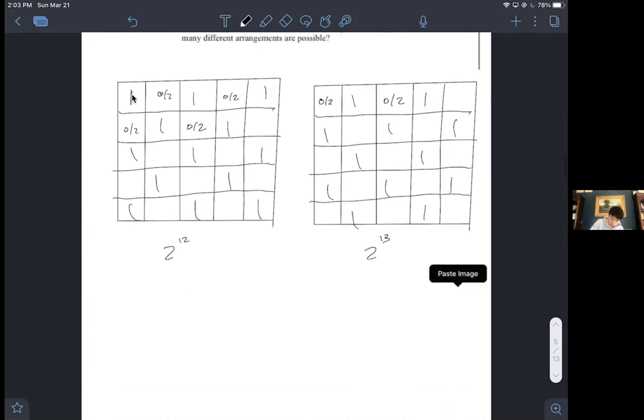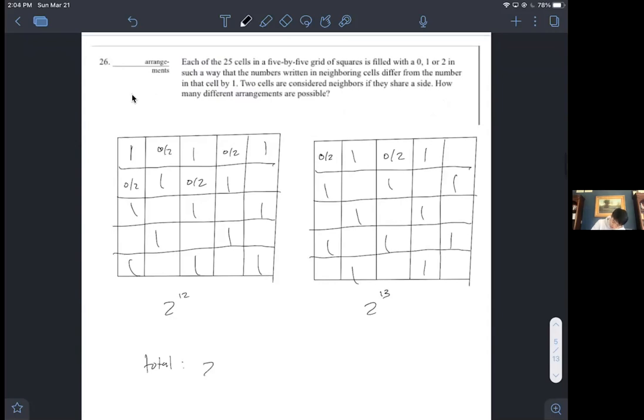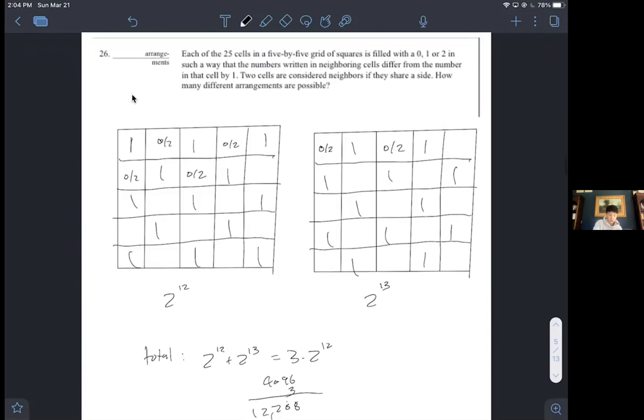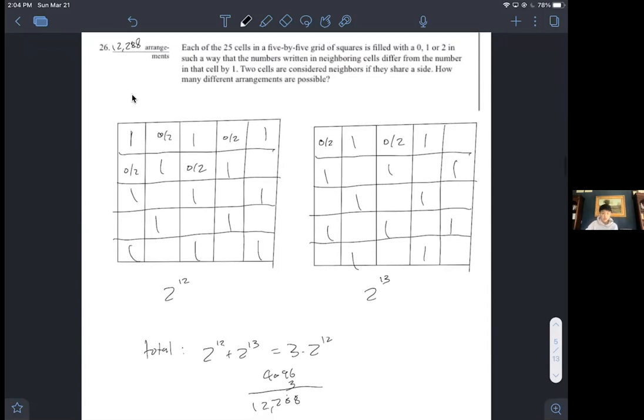And that means that in total, the total number of arrangements is 2 to the 12th plus 2 to the 13th, which equals 3 times 2 to the 12th, which equals 4,096 times 3, which is 12,288. This problem's quite nice.